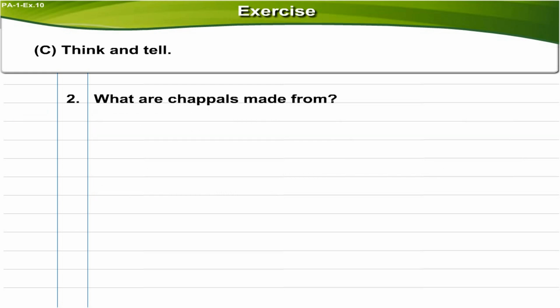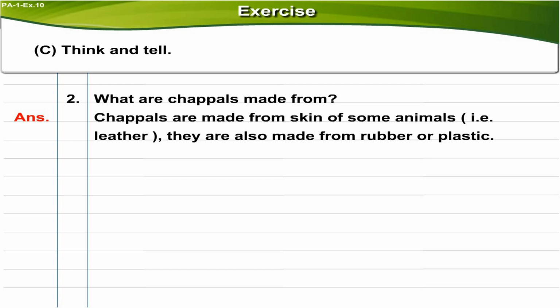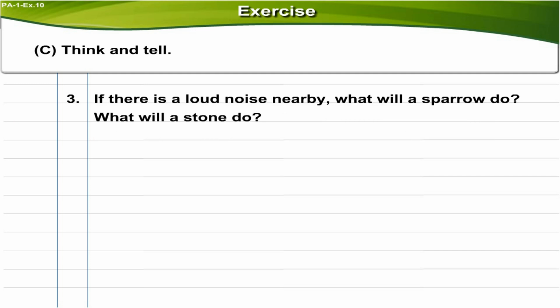Number 2. What are chappals made from? Answer. Chappals are made from skin of some animals, that is leather. They are also made from rubber or plastic. Number 3. If there is a loud noise nearby, what will a sparrow do? What will a stone do?